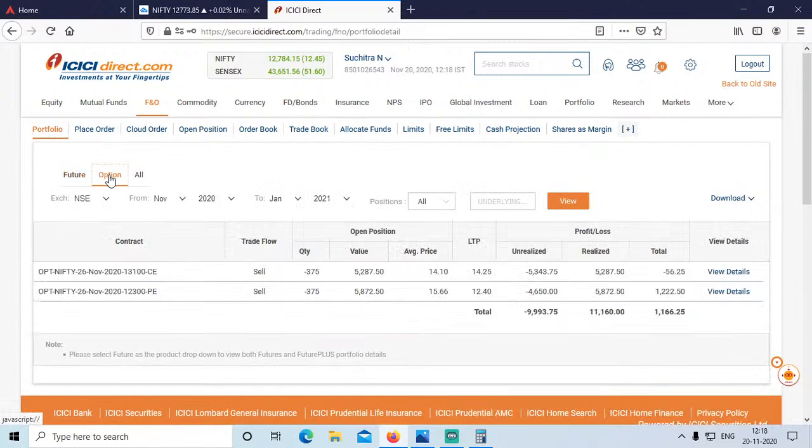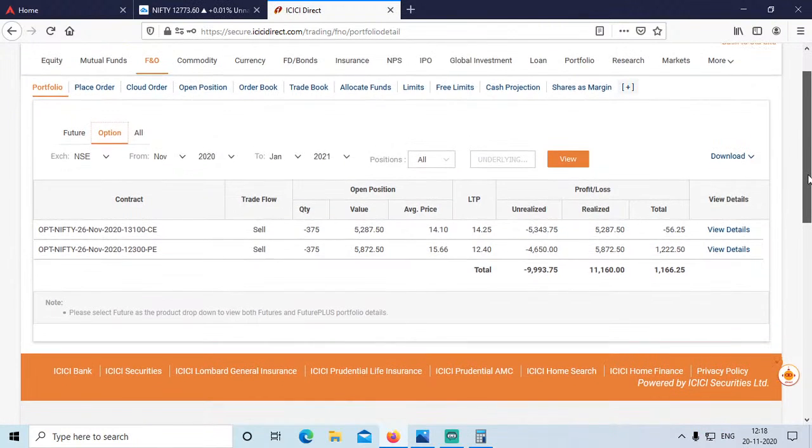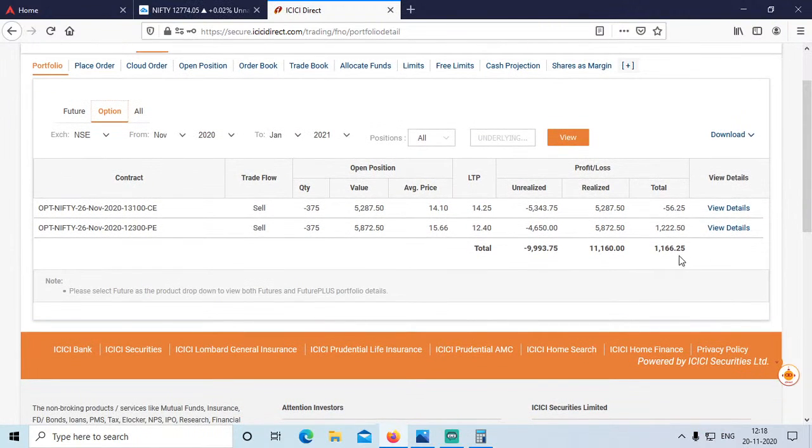Check the profit in portfolio. Our total profit is 1,166. Just now we reached a 6% profit. We started somewhere around 11 AM. Now it is 12:18. Almost 1 hour 15 minutes. In 1 hour 15 minutes, we are getting a profit of 6%. 6% in a day is pretty decent profit.